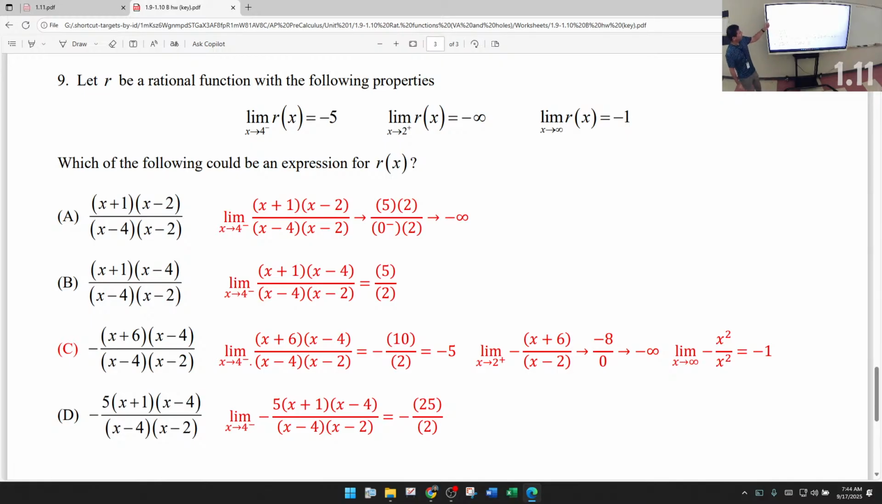Okay. Let R be a rational function with the following properties. As I'm approaching 4 from the negative side, I get -5. That must tell me I'm having a hole. As I approach 2 from the positive side, I'm at negative infinity. That probably tells me I have an asymptote. And as I'm approaching infinity, I'm at -1. That tells me I have a horizontal asymptote. How do you know all that stuff? Well, as I'm approaching positive infinity, I'm getting closer and closer to -1. That's got to be a leveled off deal, an asymptote there.